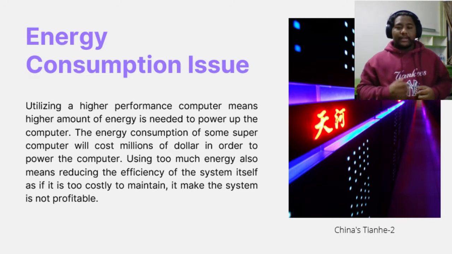For example, China's Tianhe-2. It has been the top supercomputer for a few years. This system uses 17 megawatts of power when fully utilized. The general rule of thumb is that 1 year of using a megawatt will cost you $1 million US. So in the case of Tianhe-2, it will cost $17 million for a year to fully utilize, which means that it will cost $50K for a day to run the supercomputer itself.